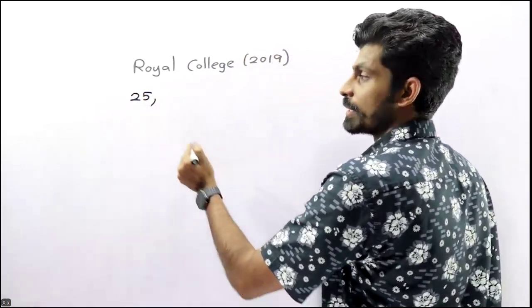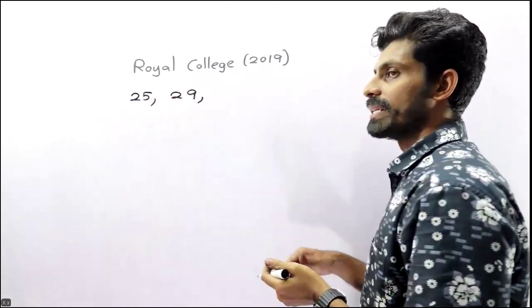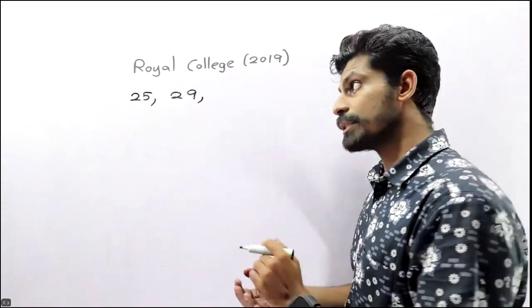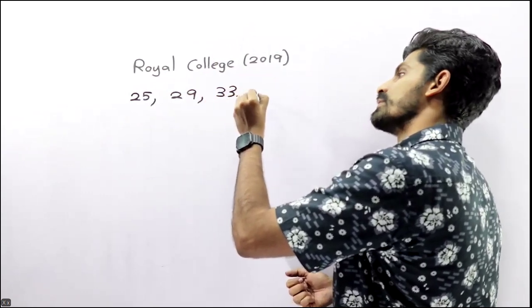25, 29, 29, 30, 31, 32, 33. Likewise, we can write down the progression.